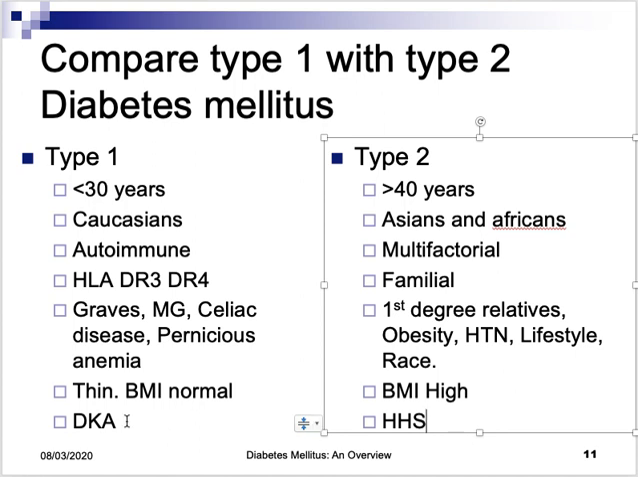And treatment is also simple. In this one, because there is complete absence of insulin, you have to provide insulin, whereas in this condition, you can give certain drugs which can increase the level of insulin, or which can decrease the resistance to insulin in the other parts of the body. So I think that's pretty much about the differences between type 1 and type 2 diabetes mellitus.